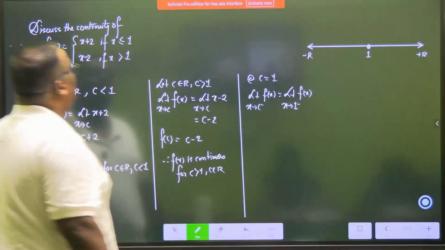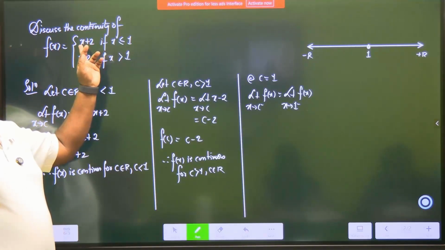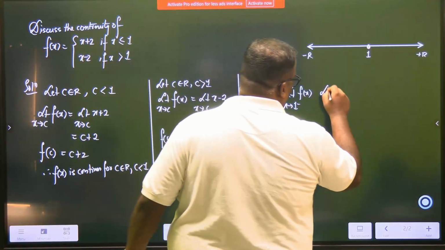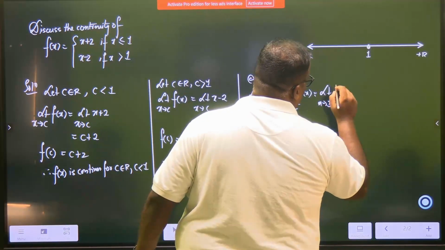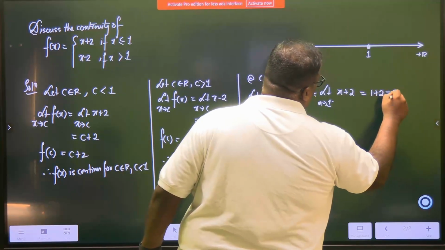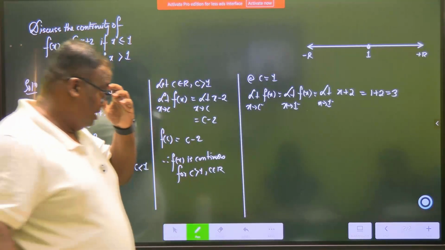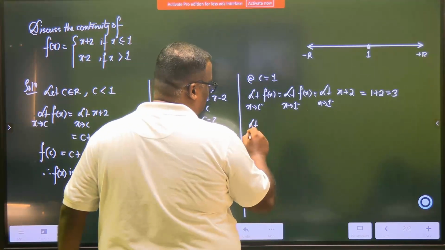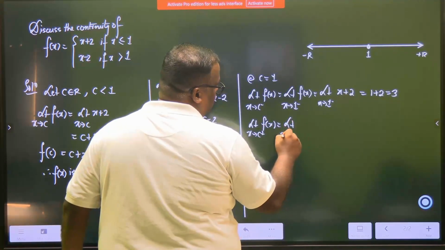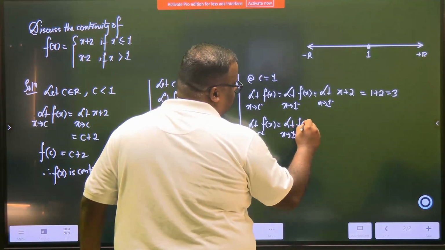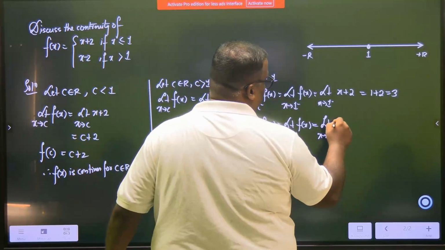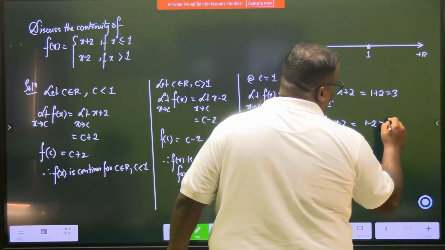Now you tell, 1 minus means from which side function you will take? 1 minus means top function you will take. You're coming from the left side. So you will take limit x tends to 1 minus, what is the value of the function? x plus 2. How much do you get? 1 plus 2. You get a value of 3. Clear? And now we will take limit x tends to c plus f of x is equal to limit x tends to 1 plus f of x, which is equal to limit x tends to 1 plus, what is the f of x for x greater than 1? x minus 2, which is 1 minus 2 equal to minus 1.